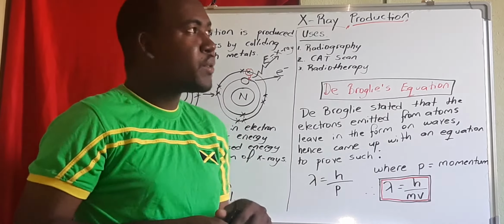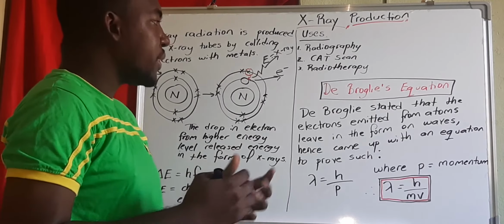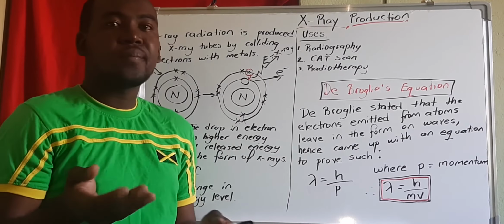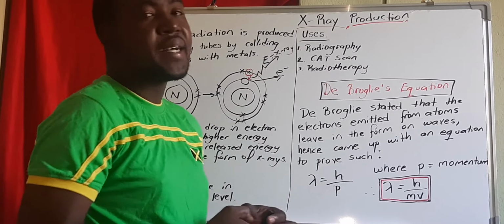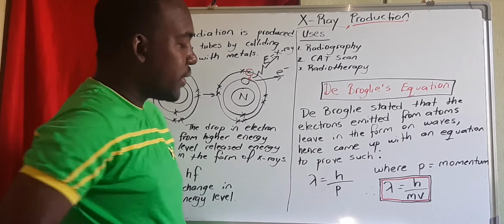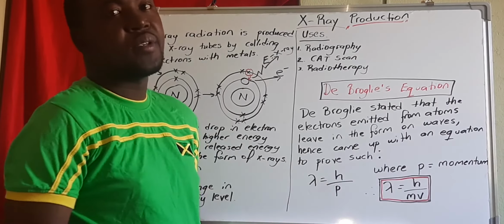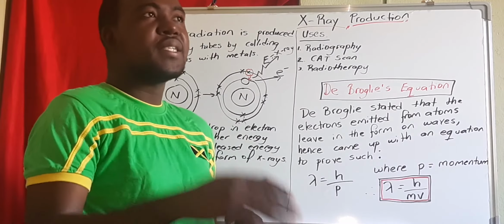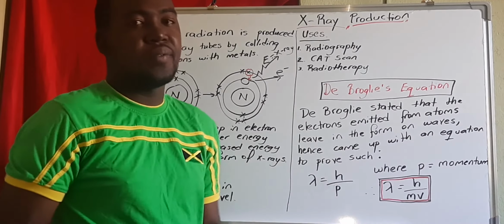So the de Broglie's equation actually links X-ray production and the photoelectric effect. So de Broglie stated that when electrons leave an atom, right, it leaves in the form of a wave. So his experiment, or his equations, are based on proving that electrons leave as a wave. And based on that, he used the equation that lambda is equal to Planck's constant over momentum, right? And we know momentum would be mass times velocity. So this is actually the equation that de Broglie used to prove that the electrons that leave the atoms actually leave in the form of a wave. Because once it's a wave, then it will have a wavelength.